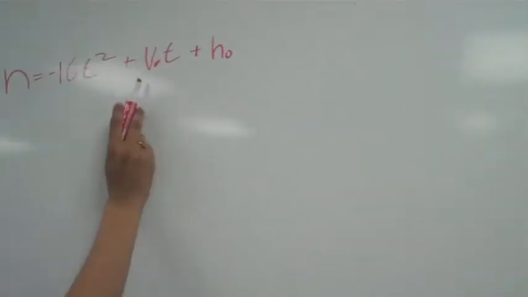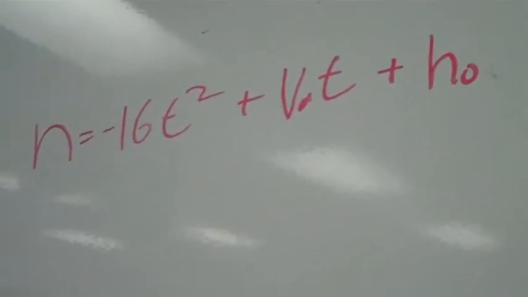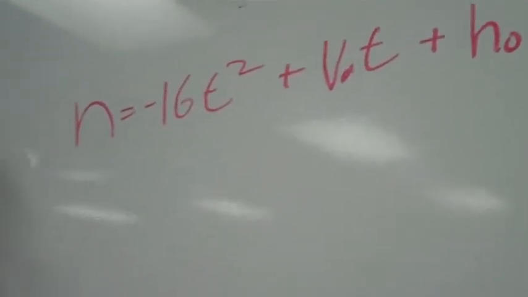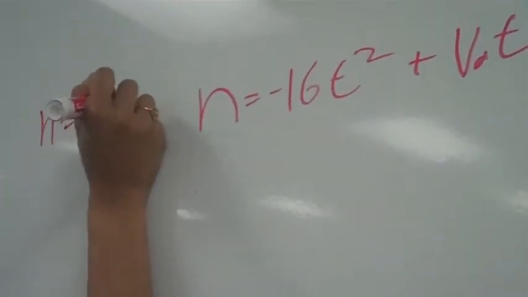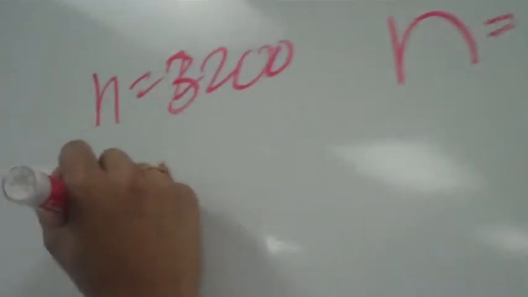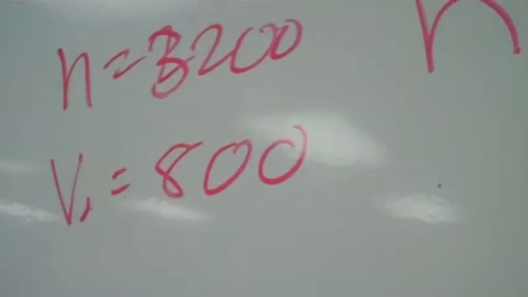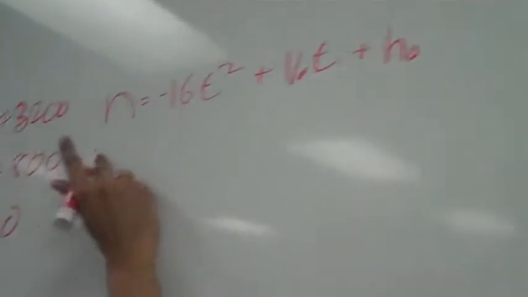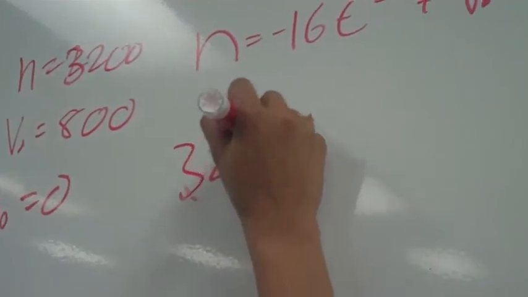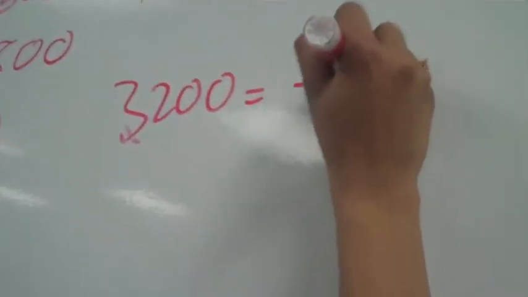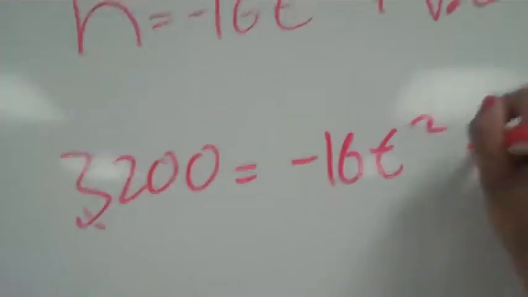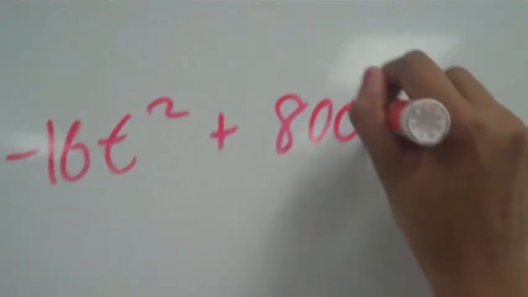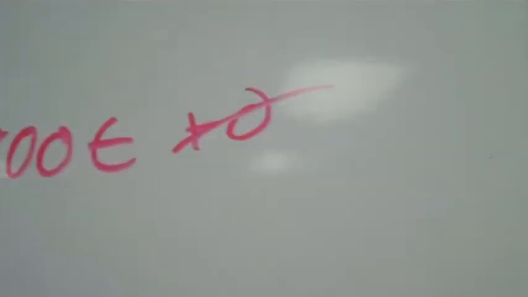we would use the equation h equals negative 16t squared plus v naught t plus h naught. So we know h is 3200, v naught equals 800, and h naught is 0. So it's going to be 3200 equals negative 16t squared plus 800t plus 0. So that goes out.